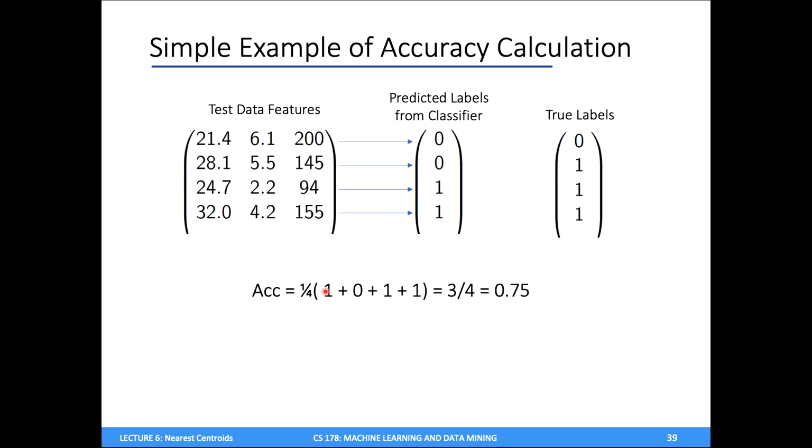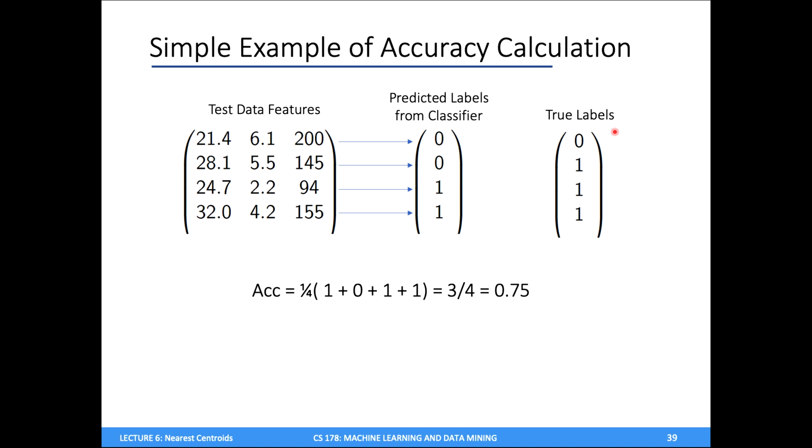Okay, let's look at an example. So let's say this is our data matrix. We've got something like 4 different data points. The model takes in these data points and makes 4 different predictions, 1 for each data point. So for the first data point, it predicts 0. For the second data point, it predicts 0. It predicts 1 and a 1. And let's say we also have the true labels for these data points.